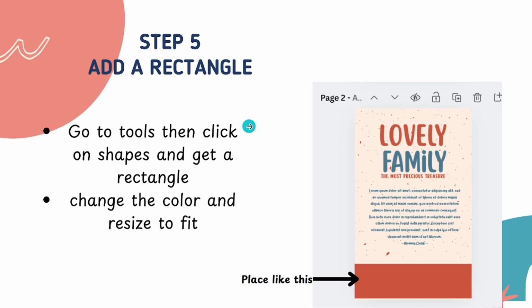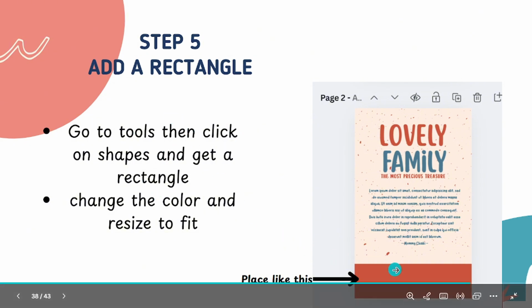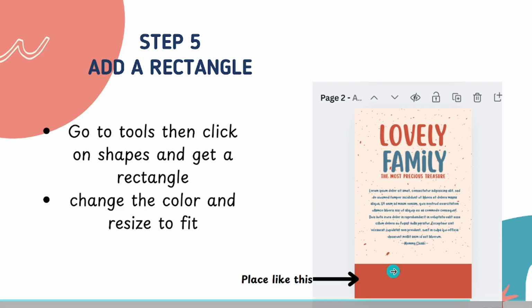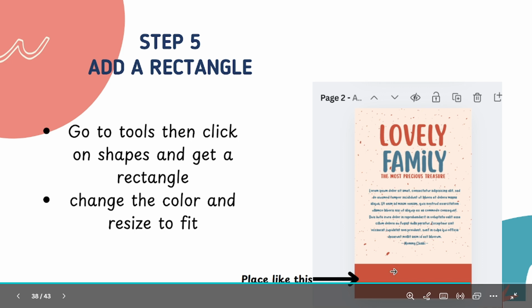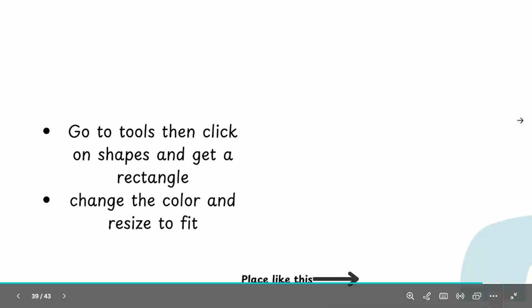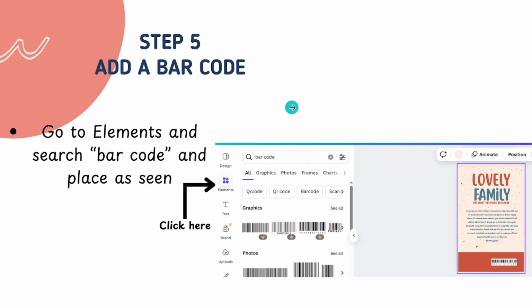Once you are done with that, you add a rectangle. Just go to tools, then shapes, and get a rectangle there. Then you resize it how you want it to be. Once you are done, you change the color to this. Then the next step is for us to add the barcode.